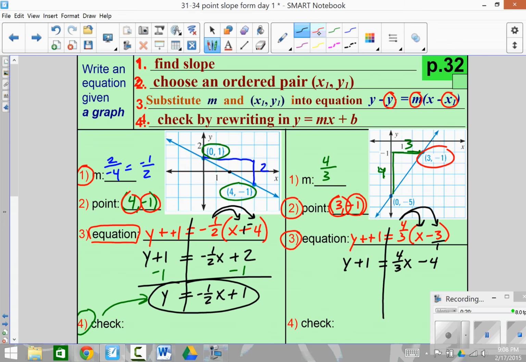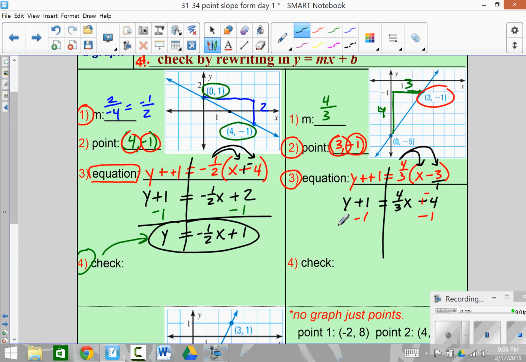And then I'm going to minus 1 from both sides. This is stop, chop, chop. That's -4. And we're going to end up with y equals 4/3 x, -4 minus 1. This is going to be a plus -5.